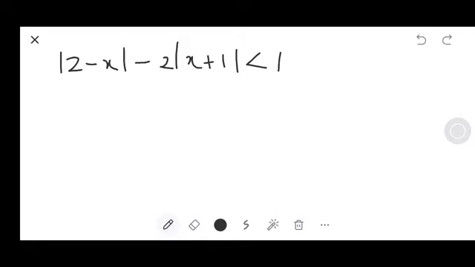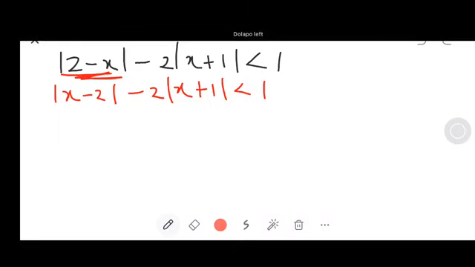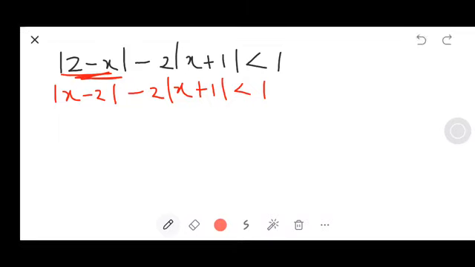So like I said, the first thing I will always do for cases like this is to change this guy, for convenience sake, since they are equal. So I'll change it to absolute value of x minus 2 minus 2 absolute value of x plus 1 less than 1. Then the next thing now is to consider all the cases.